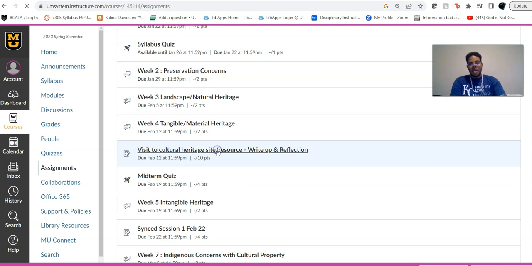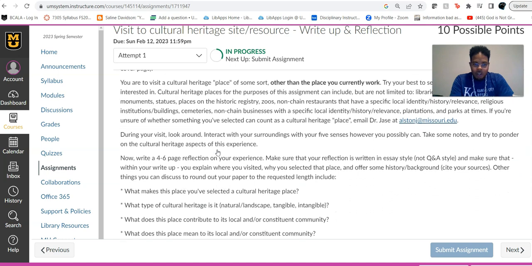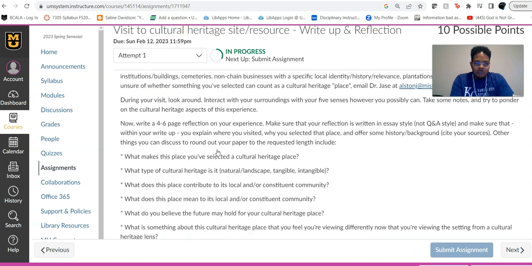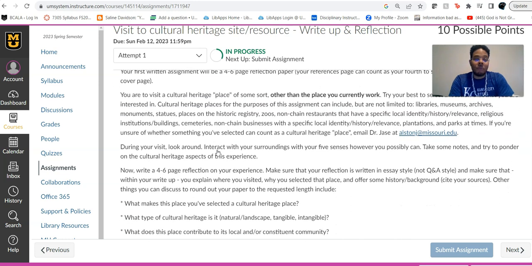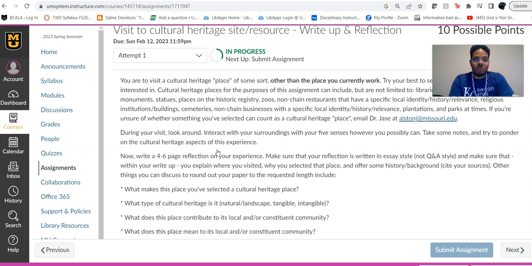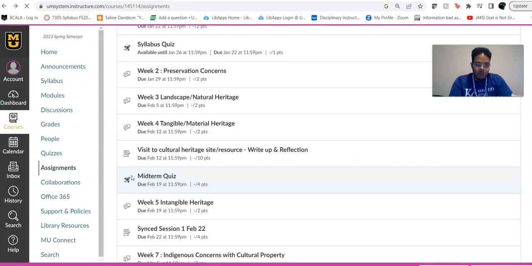The visit to a cultural heritage site. You're going to pick a cultural heritage site, and you are going to visit that site and interact with that site. You are going to be in critical thought and think about the readings that you have read so far and let them inform how you view this cultural heritage site. This will be due again on Sunday, February the 12th, and that is going to be worth 10 points. Make sure you do well with that. Cite outside sources. Use APA properly.